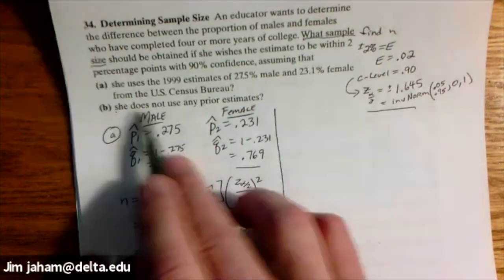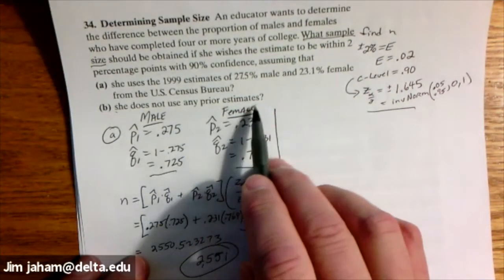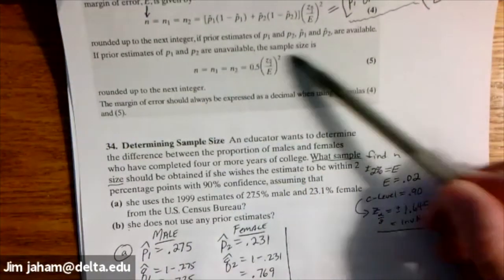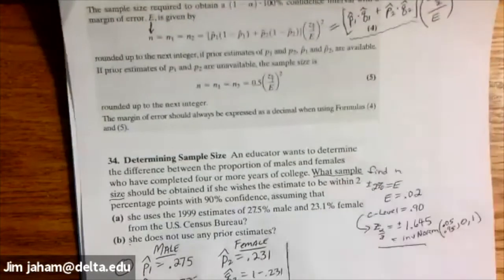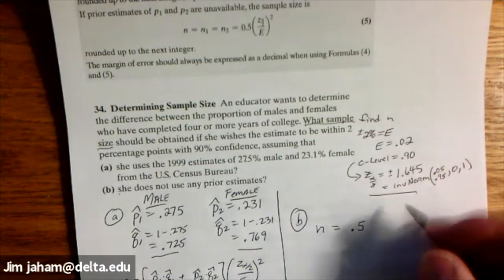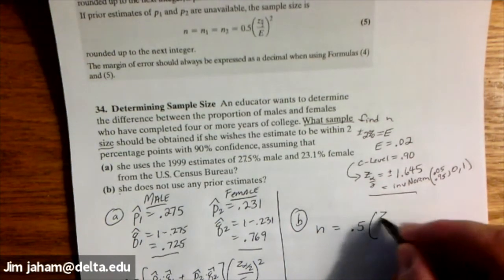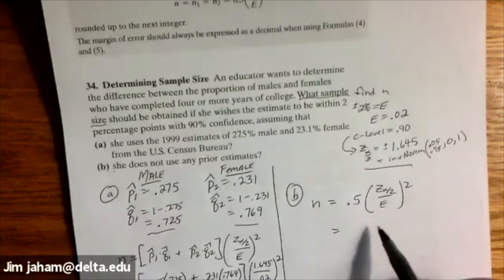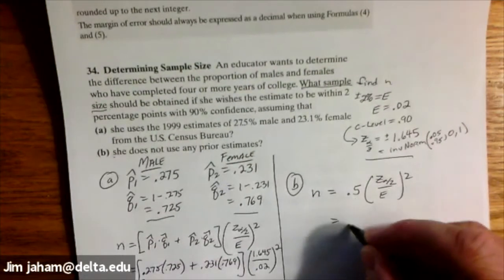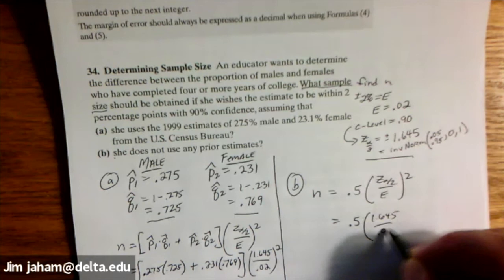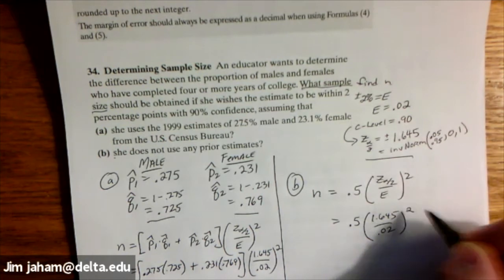All right, the next one says she does not use any prior estimates. So this would be related to this one here. If prior estimates are unavailable, we're going to use this formula as opposed to this one. So for part B, we don't have to do these calculations of q hat here. We simply write the formula out, 0.5, and we've got the Z of alpha over 2 over E, and we're going to square that. No inserting of p hats and q hats, we just write 0.5. And then we've got 1.645 divided by 0.02, and that's going to be squared.